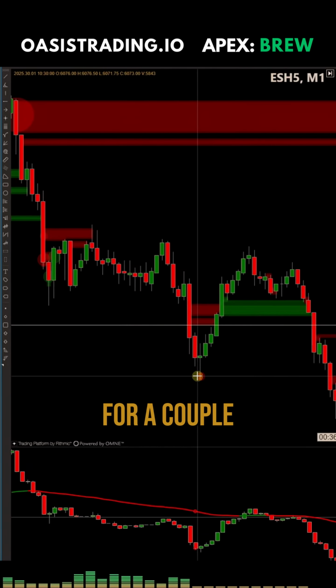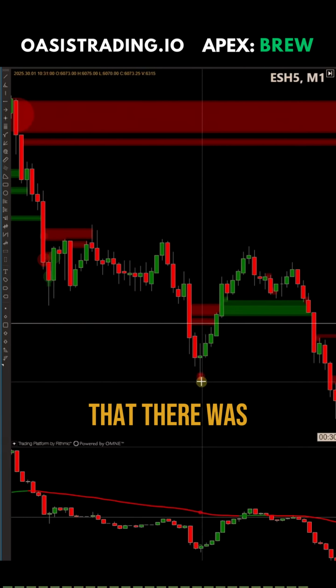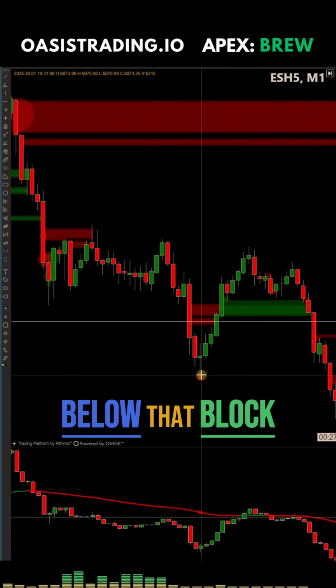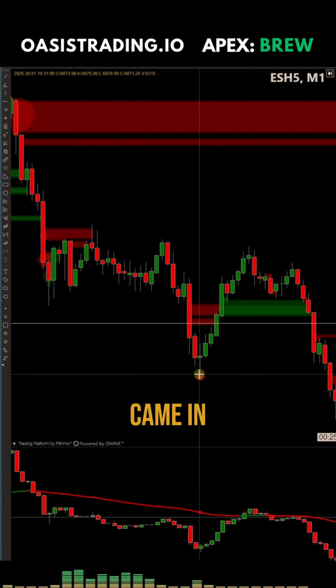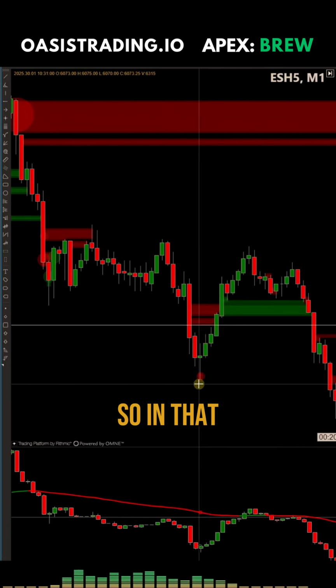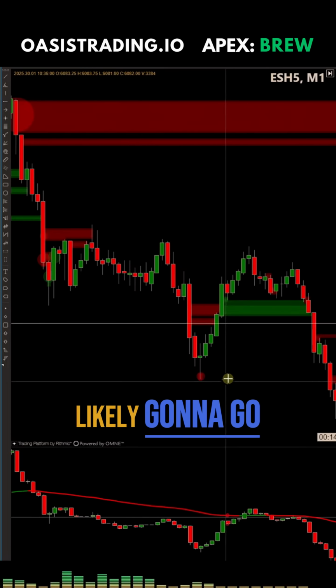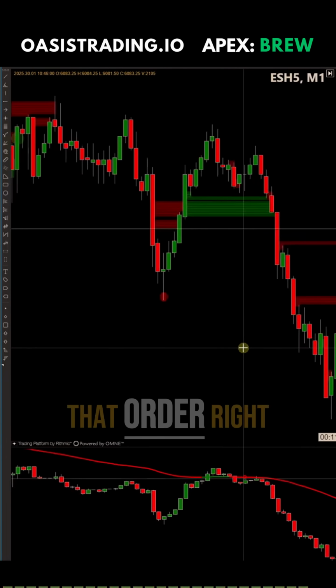But still, you want to wait for a couple of minutes and see where the price action is coming in. And right here, we can see that there was basically no price action below that block trade. That block trade came in pretty much on the lowest point of that candle, and then you were trading above it. So in that case, we would say that that block trade was just grabbing liquidity, and it's most likely going to go against that order.